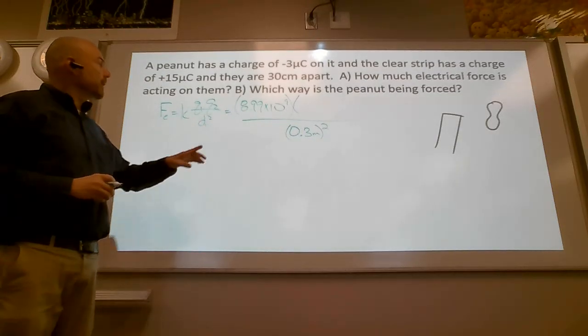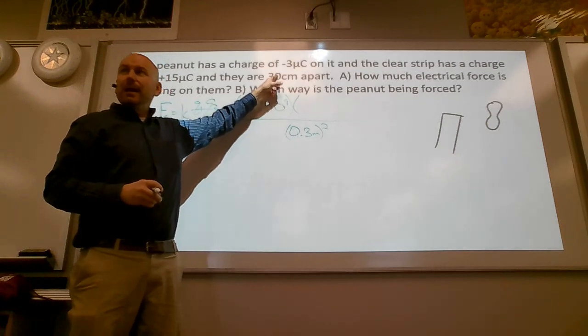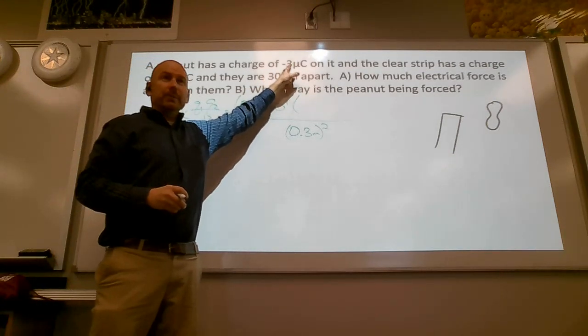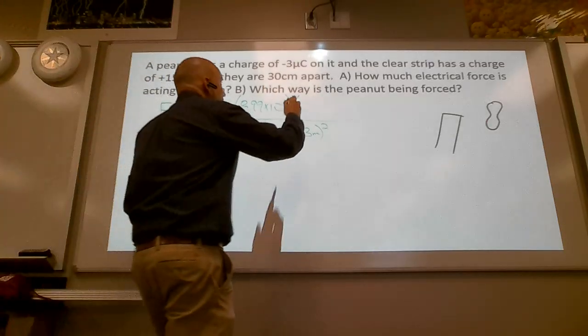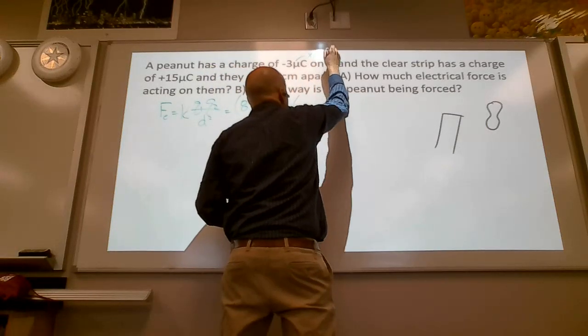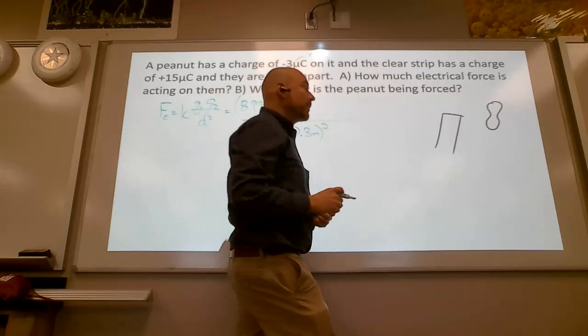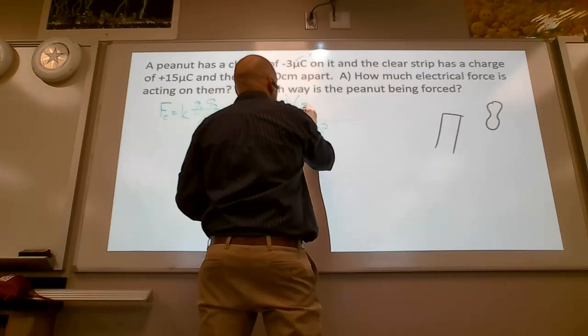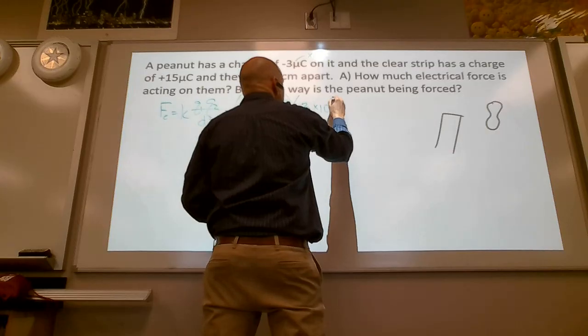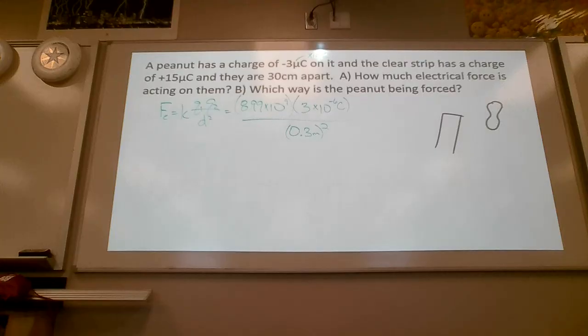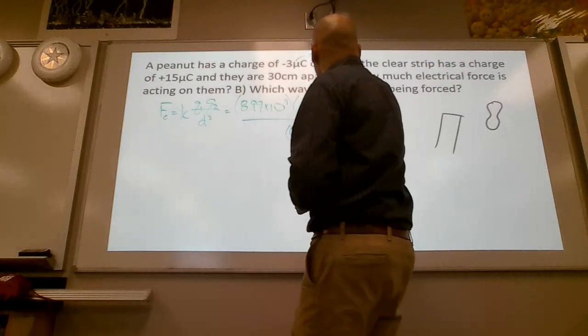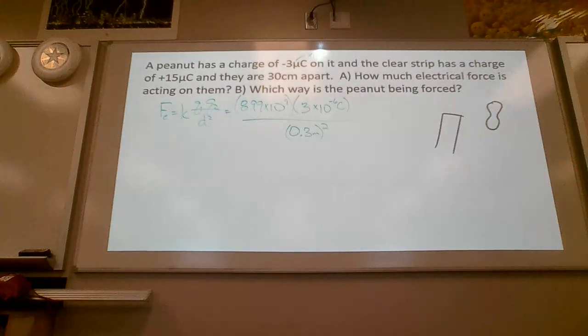Now, just like I needed to convert centimeters to meters, I needed to convert microcoulombs to coulombs for the same reason, okay? Micro means times 10 to the negative sixth. There's very few things in here I'm going to tell you to memorize. This is one of them. 3 times 10 to the negative sixth. And notice I'm going to drop the positive and negative sign. You guys good? Okay.